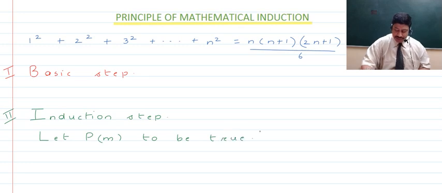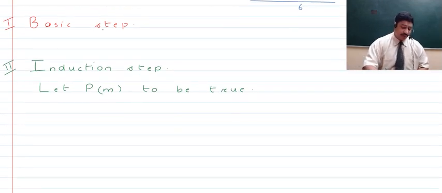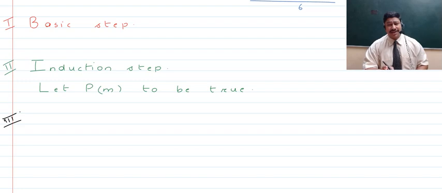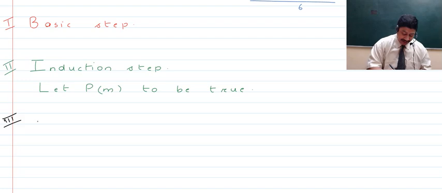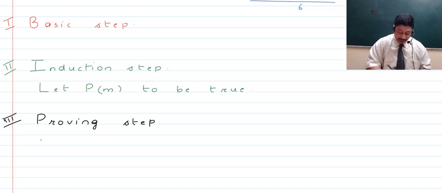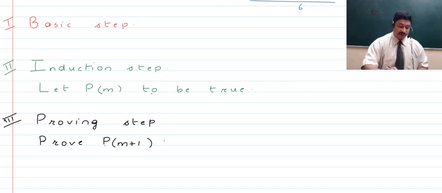And after we do this, then we come over to the third step, which is proving Pm plus 1. That is, in place of n, we substitute m plus 1, and we prove the statement using the last step, that is the induction step, right? So this is the proving step, which is the third step, right? And here you have to prove the statement which is Pm plus 1, right, guys? So this is all about sums in the principle of mathematical induction.